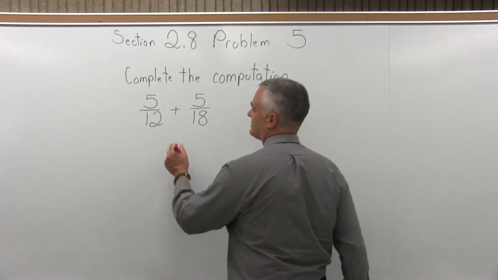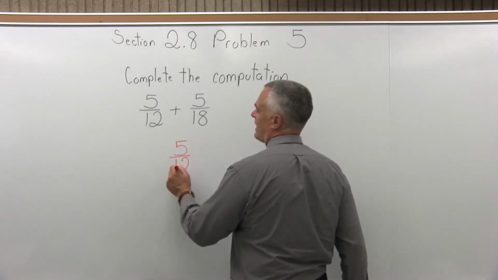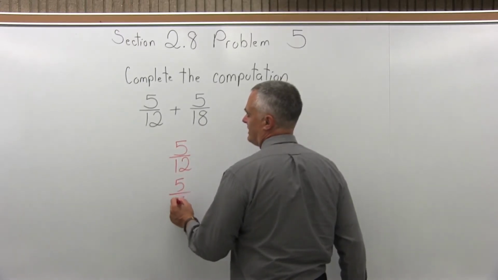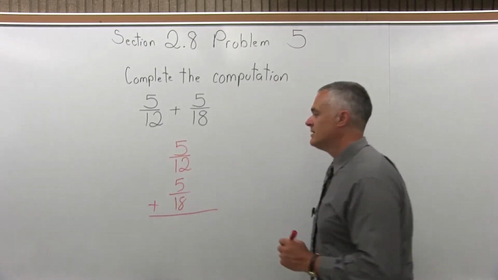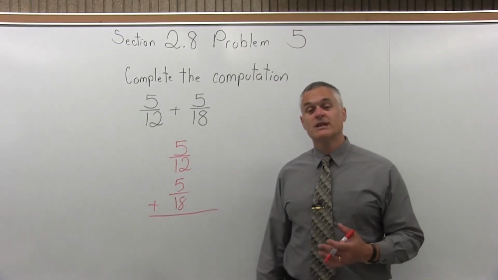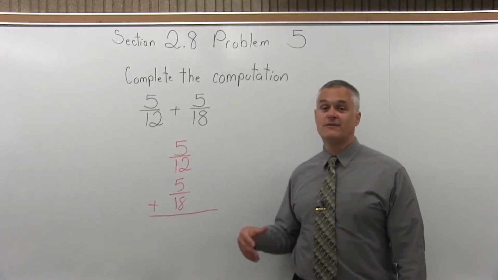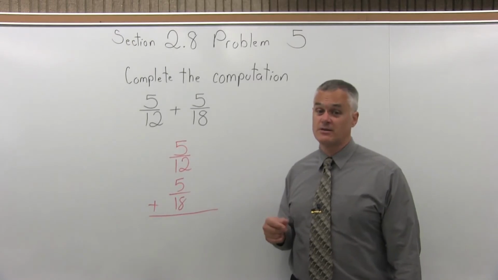So I prefer these problems to be written in a vertical format. So I'll just rewrite it 5 over 12, right beneath it 5 over 18, and just make it an addition problem like that. Now, 12 and 18 are my denominators. I need to find the value that both 12 and 18 divide into evenly. And the smaller that value is, the better.